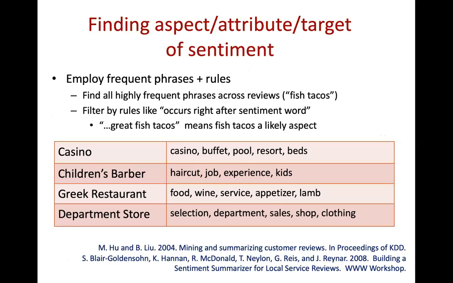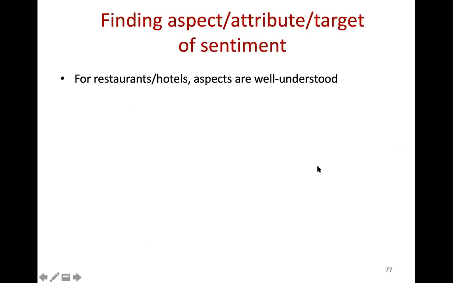You can also find these aspect attributes, targets of sentiments. You can use the frequent phrases and rules. For example, you can find the frequent phrases across reviews, fish tacos, and find a rule that occurs right after a sentiment word. So great fish tacos, and then fish tacos will be the aspect, and great will be a sentiment word. So once you know the sentiment word, you can also find aspects nearby the sentiment words, which is one way to do it.